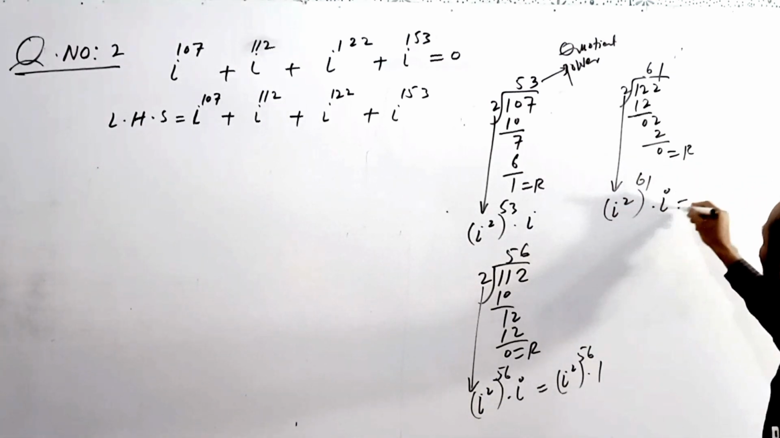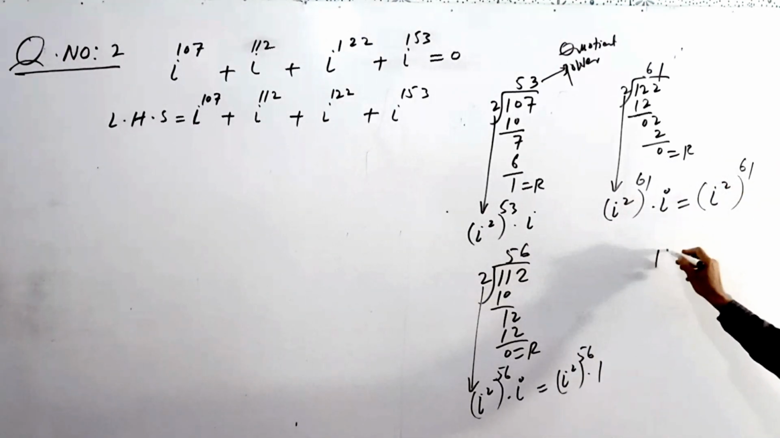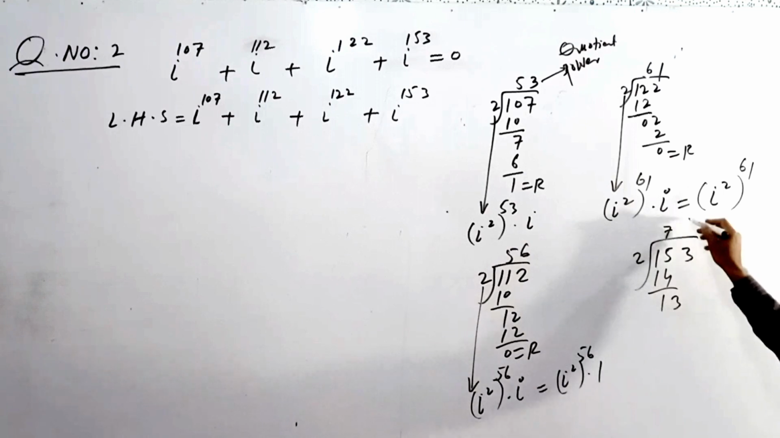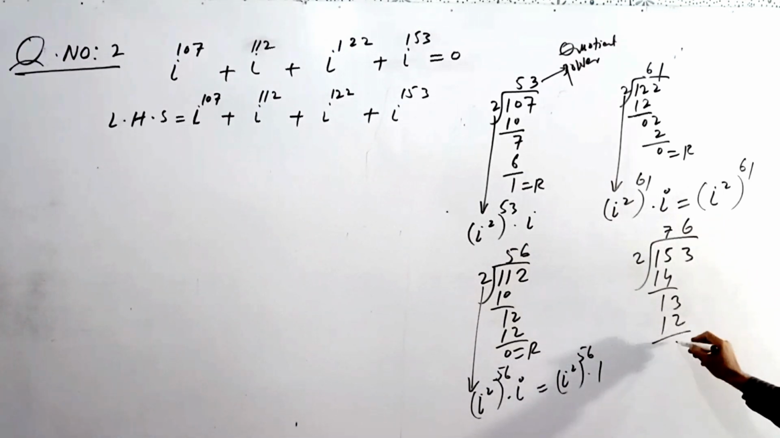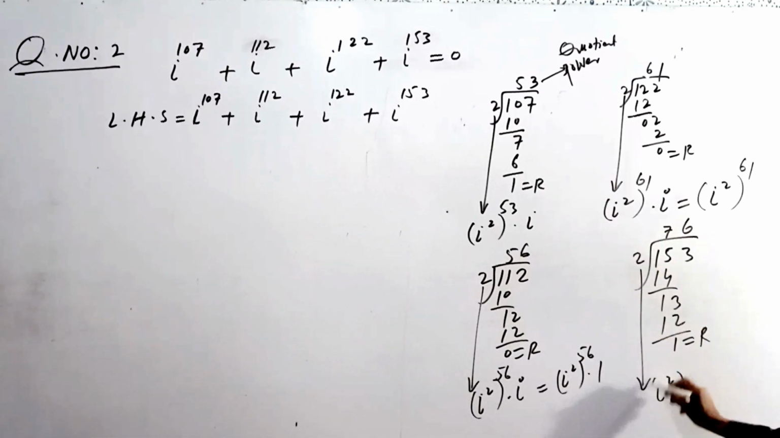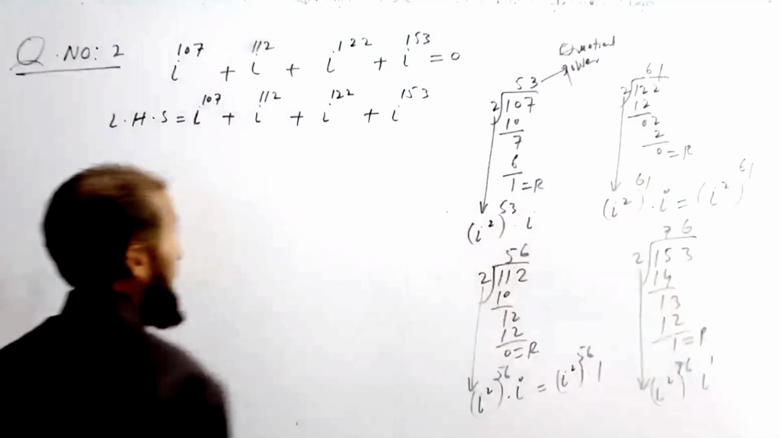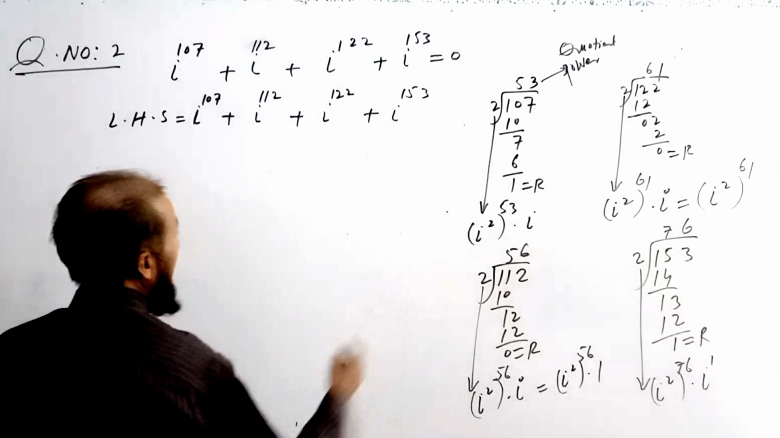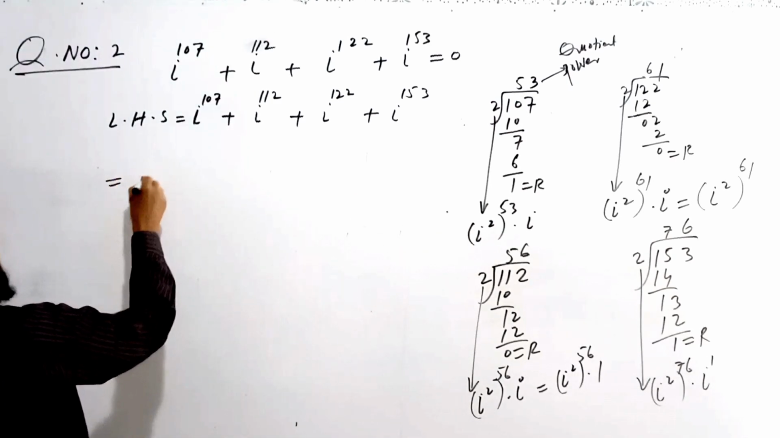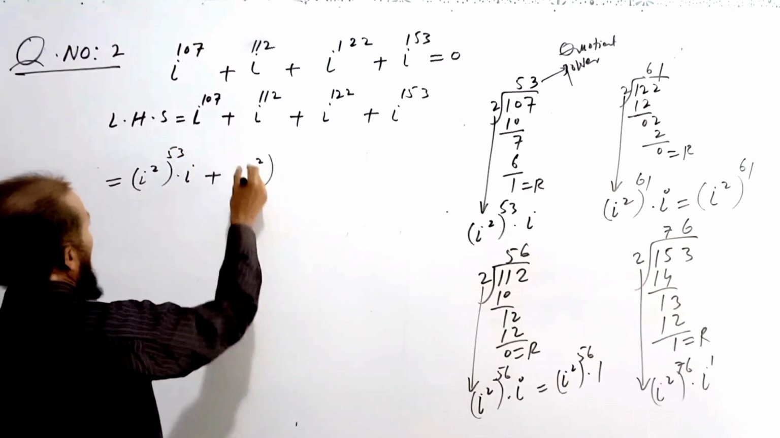Similarly, iota to the power 0 is equal to 1, iota square power exponent 1. Similarly, if we simplify 153 divided by 4 and 122 divided by 4, we get remainders 1 and 2. So here the remainder is 1. We can write iota square exponent 76 into iota 1. Now we substitute these results according to the simplification. We can write iota power 1 itself, we can simplify iota square 53 into iota plus iota square 56.